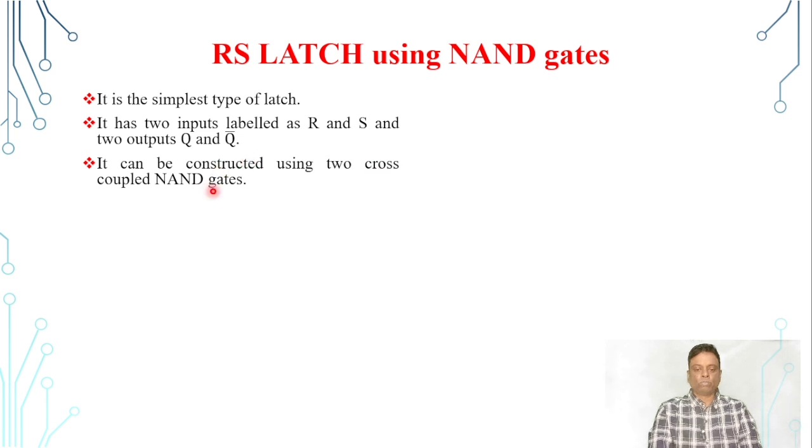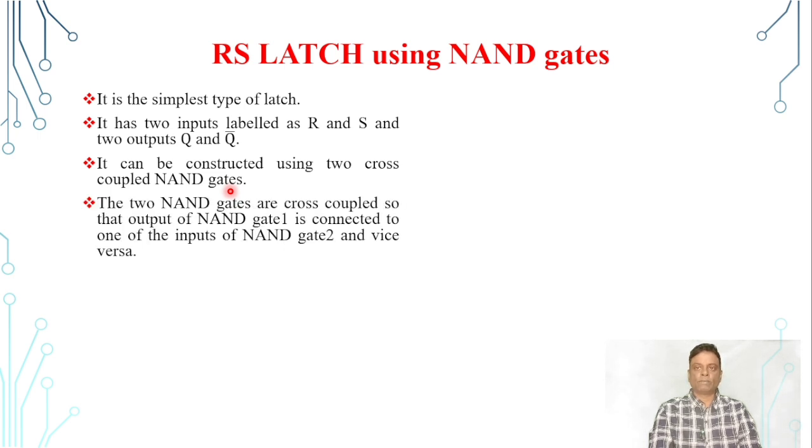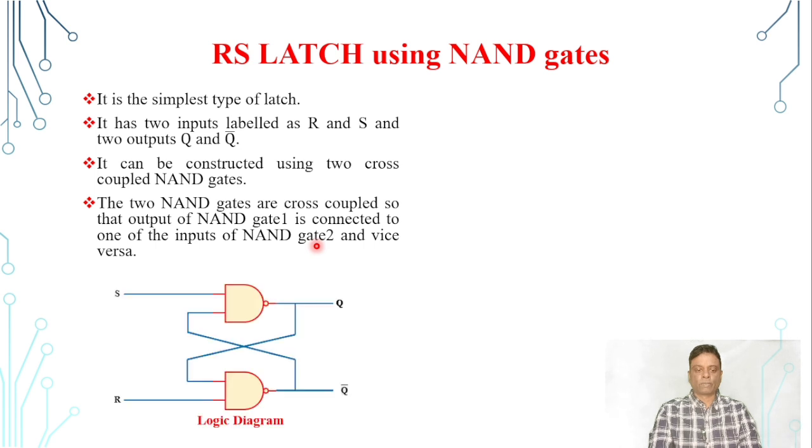We have seen what cross-coupled means. The output of one NAND gate is connected to the input of the other NAND gate and vice versa. So the output of NAND gate number 1 is connected to the input of NAND gate number 2 and vice versa. Let us see the logic diagram of this latch. We have two NAND gates: this is NAND gate number 1, and this is NAND gate number 2. You can see the output of the first NAND gate is connected to the input of the other NAND gate. Similarly, the output of NAND gate number 2 is connected to the input of NAND gate number 1.